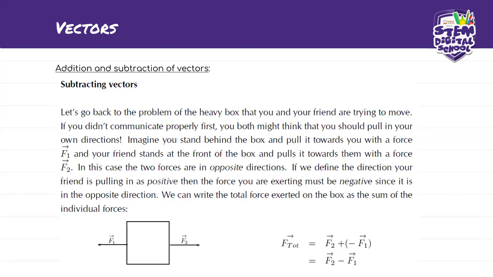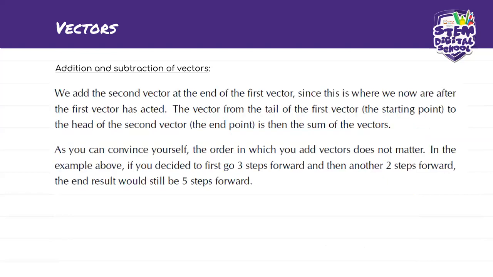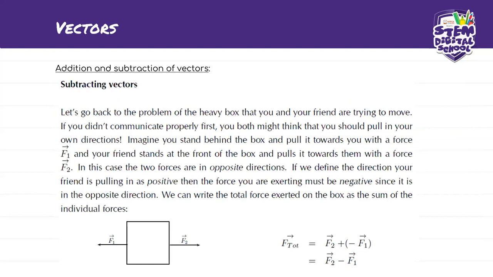Okay, I've moved too far ahead. Okay, here we are. So now we've done the adding of vectors, right? So now we come back and now we're doing subtracting a vector. So we're going to use the very same example that's similar, but in this case, that shows the subtracting of vectors. So let's go back to the problem of the heavy box that you and your friend are trying to move. So if you didn't communicate properly first, you both might think that you should pull in your own direction.